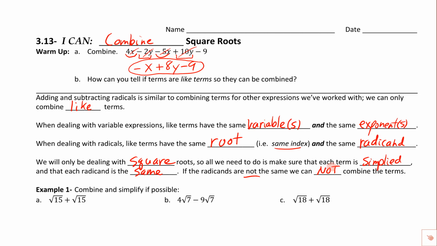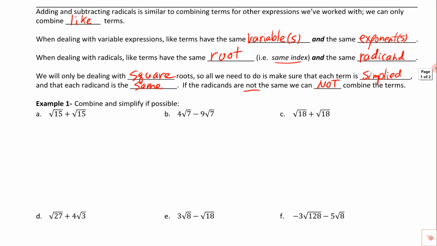So I want you to take a look at example number 1. Now, I'm going to show you that you kind of already know how to do this problem. I'm going to change colors, and I'm going to write it like this. If I had an x plus an x, you would know what the answer is.